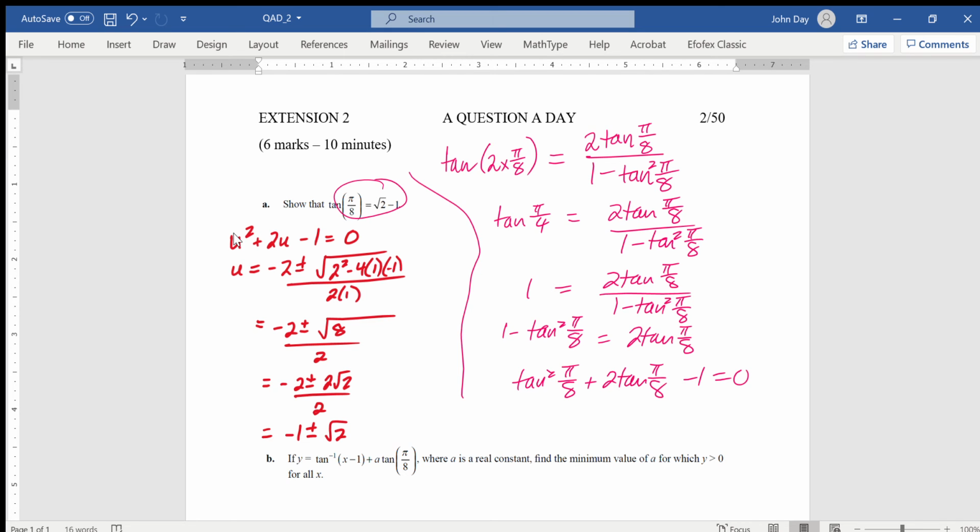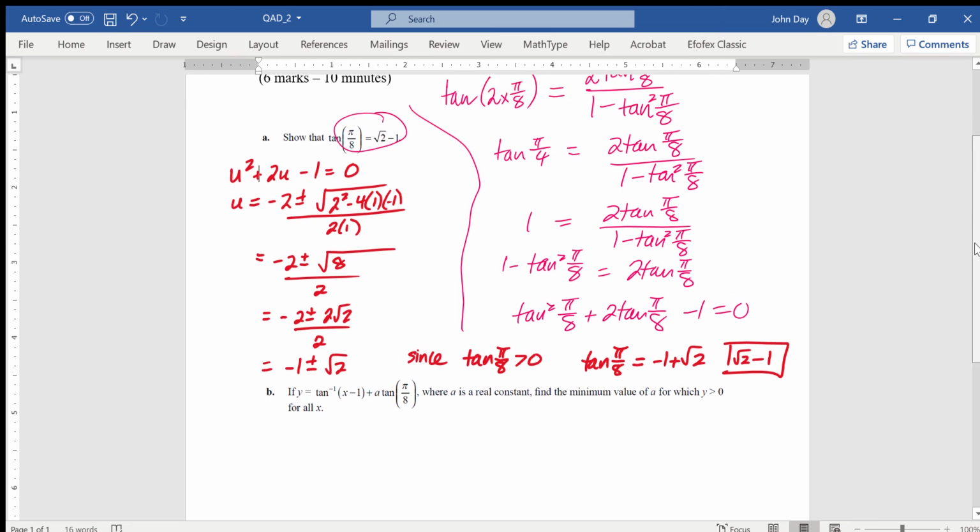Now we know that tan pi on 8 is positive, right? So since tan pi on 8 is bigger than 0, tan pi on 8 must equal the positive one, which is minus 1 plus root 2. Or, as expressed, that's root 2 minus 1 as they've expressed in their question there. So that's got that first part done. What about the second part? What do we got to do?